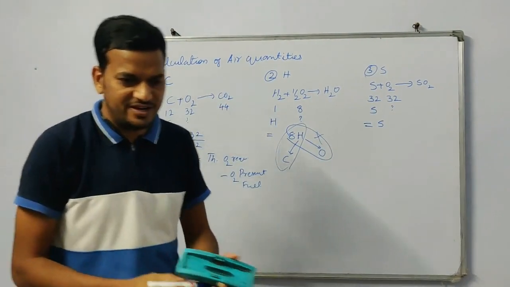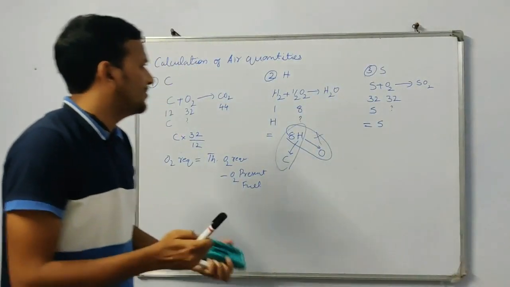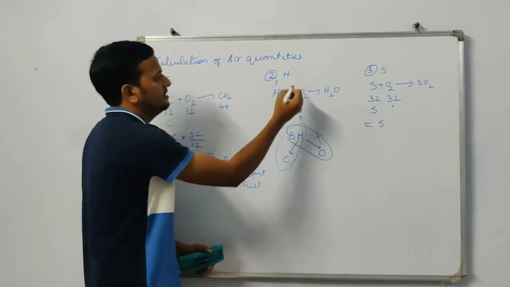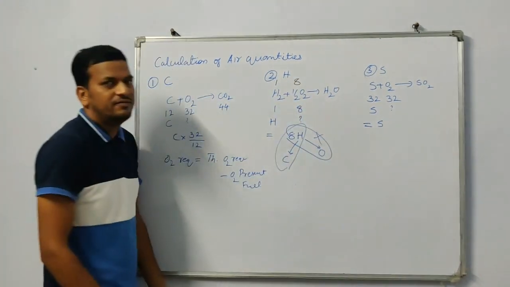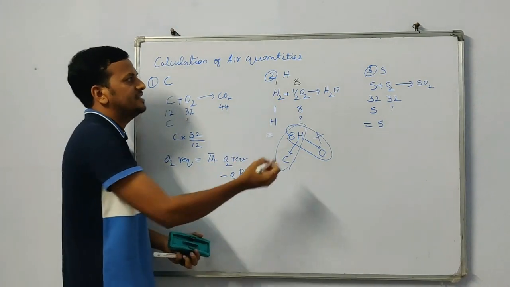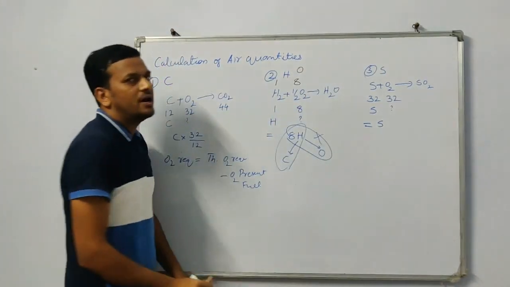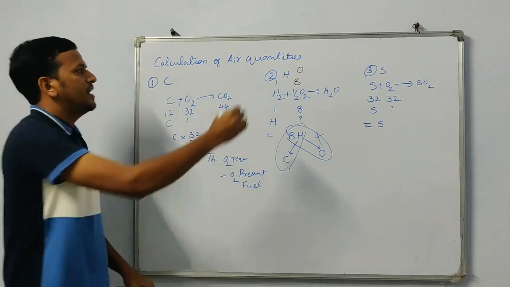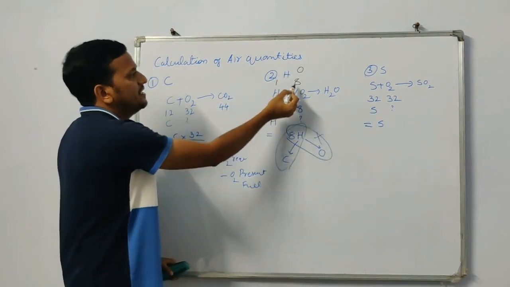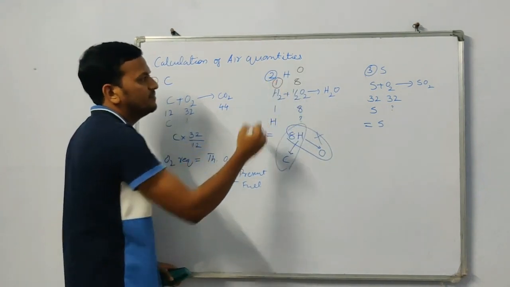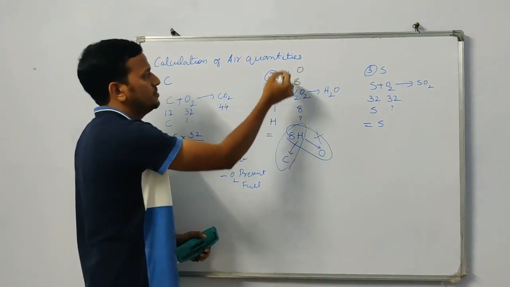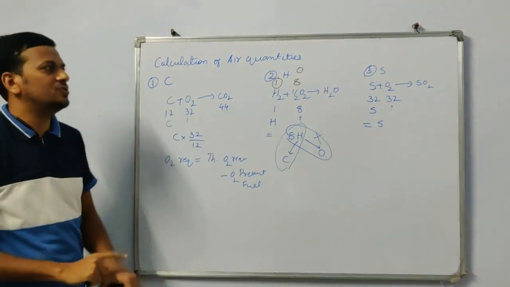I will use a different color pen now, in order to differentiate the reaction. One part of hydrogen will associate with 8 parts of oxygen. This is a stoichiometric equation. Say, for example, in our analysis we found O grams of oxygen. If our fuel contains 8 grams, this will be associated with 1 gram of hydrogen. So what will be the hydrogen weight which is associated with oxygen?